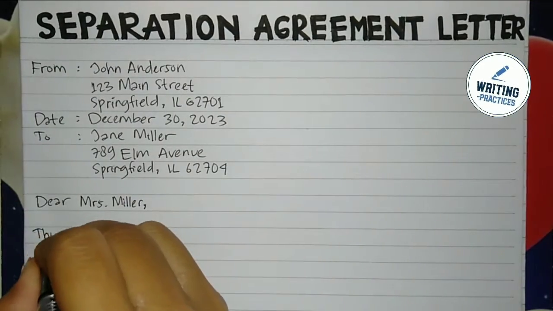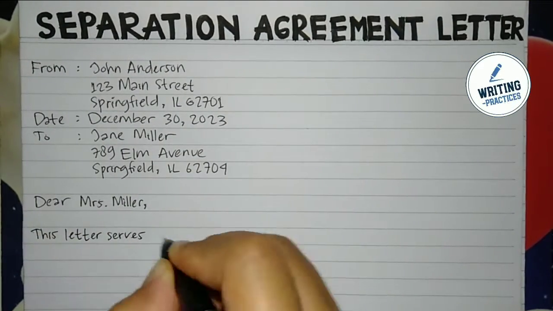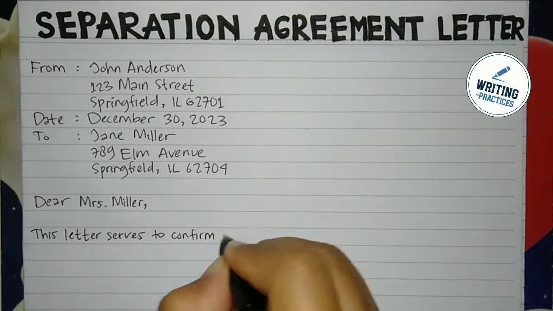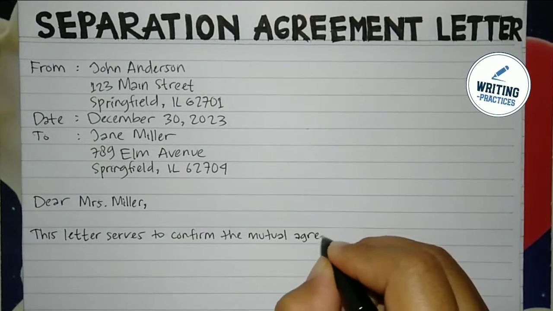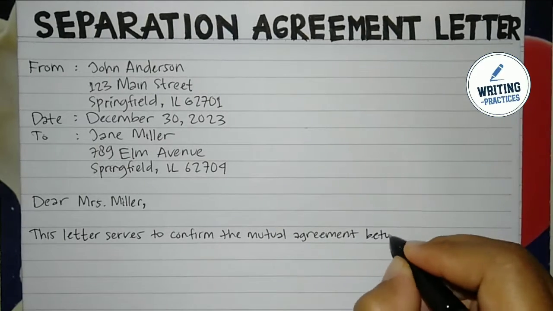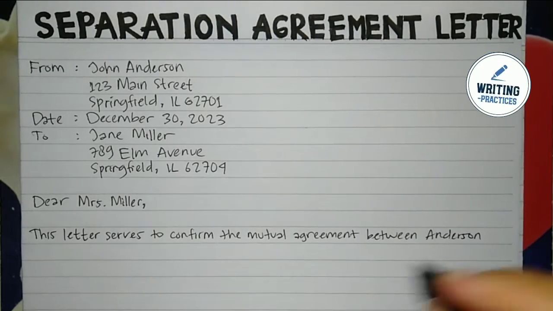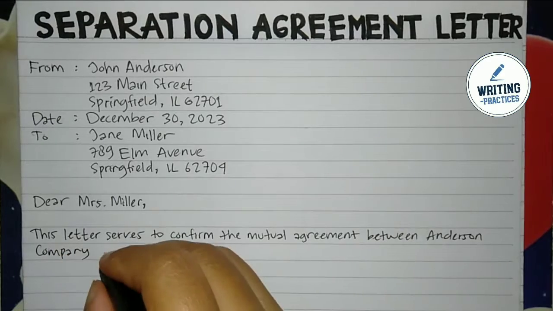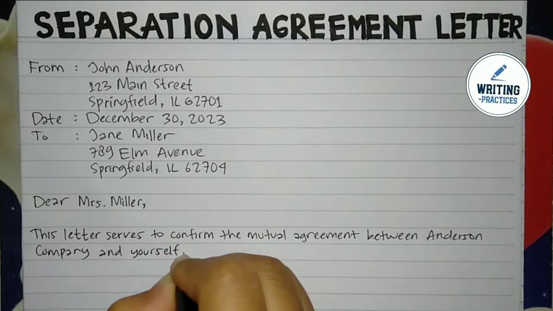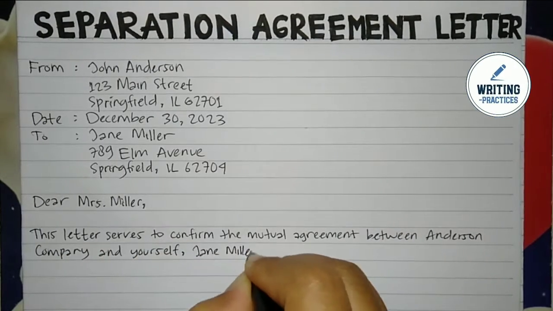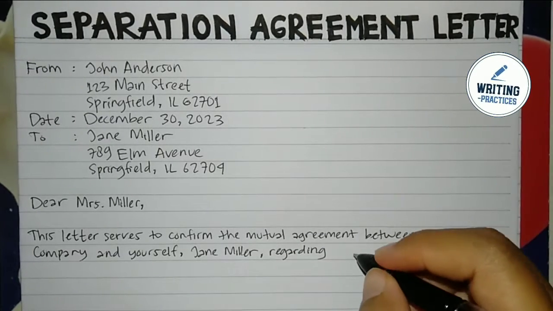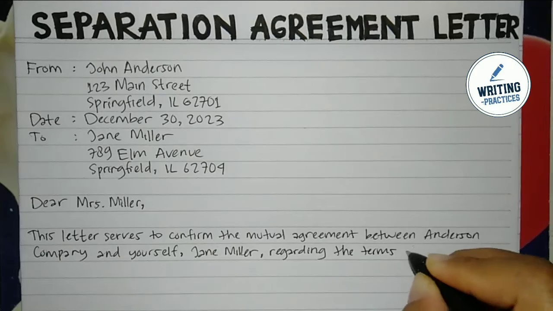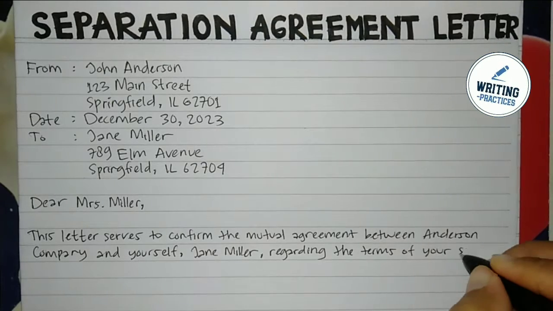In the first paragraph, it is about introduction. This is where you mention a separation and mutual agreement. You need to mention your company name, the recipient's full name, the agreement, and the date of the agreement. If you see, this letter is about confirmation of the mutual agreement between the company and the employee, Jane Miller, regarding the terms of her separation from employment. If you have the same case, you may copy the template.